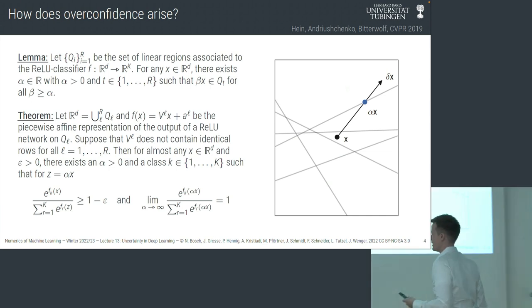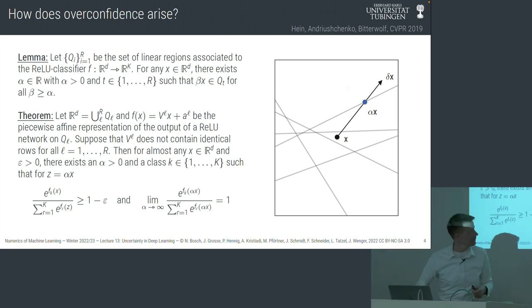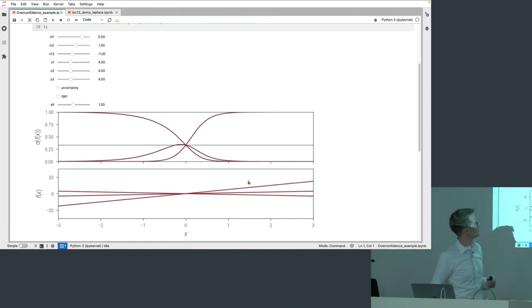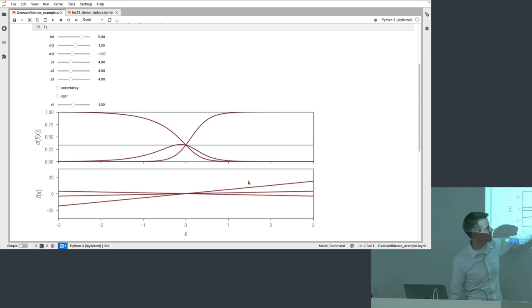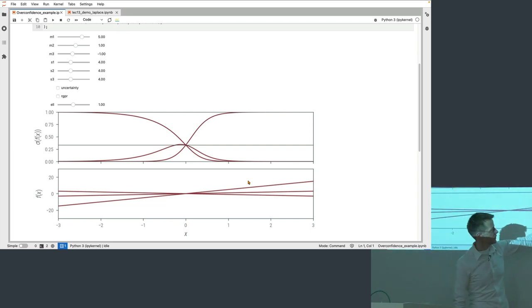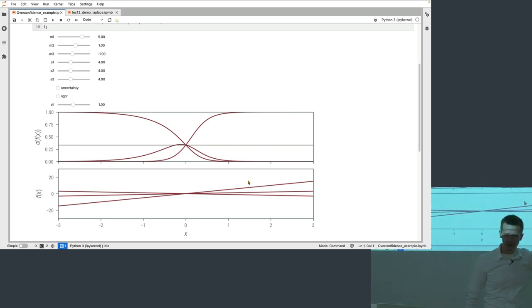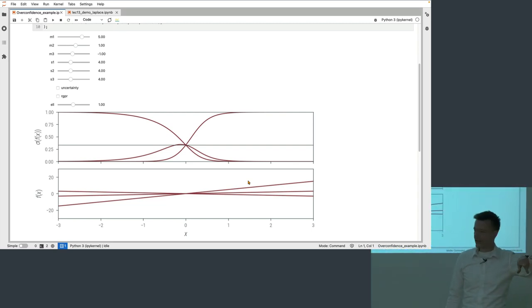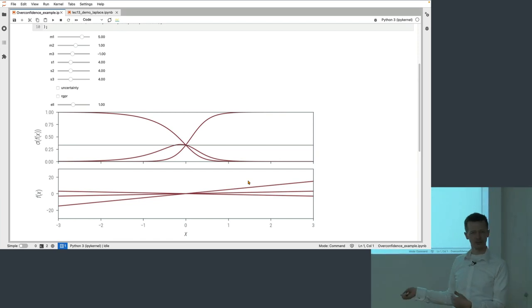So I also have a visualization of this that I hacked together yesterday. Here you see 3 linear output features in red. Each of them you can think of as one class predictor. And above them, you see the softmax output over those three.